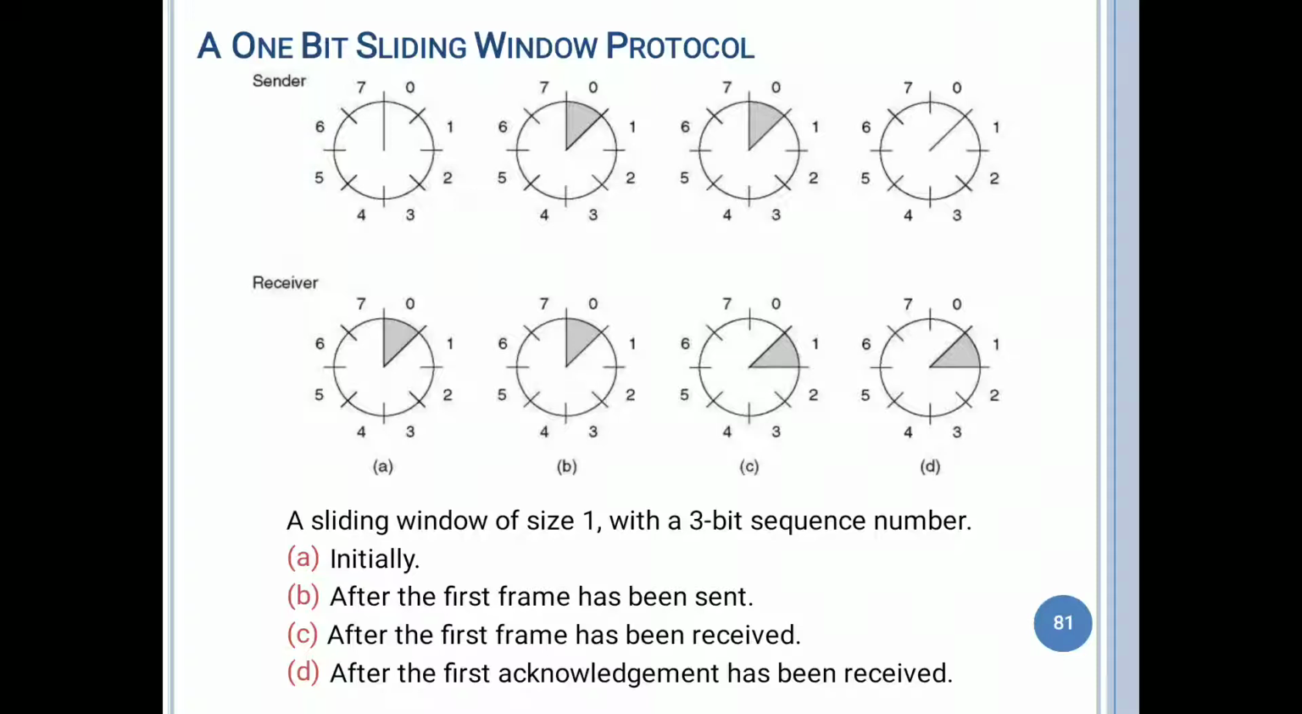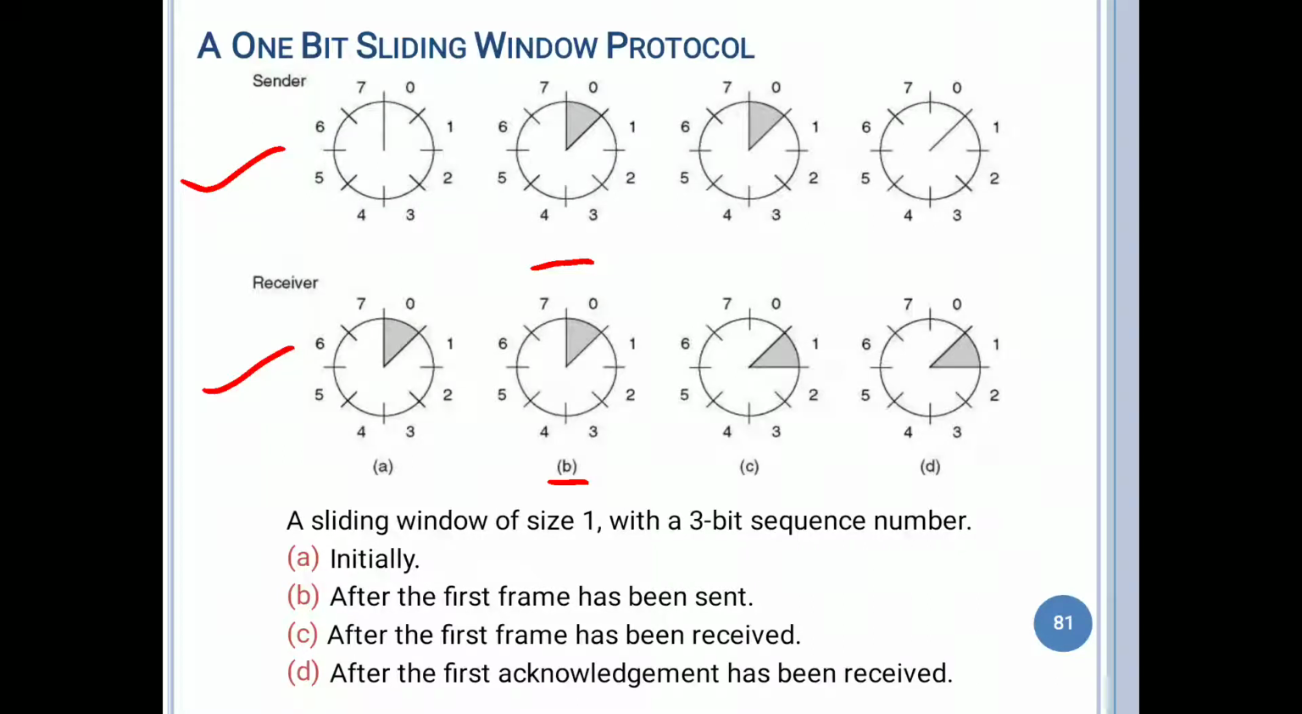So here we have 4 cases. This is the sender side diagram and this is the receiver side. First, these 2 belong to A. That is initially how the sender will be and how the receiver will be. This is the starting stage, and next coming to B. Here the sender wants to send the data. After the first frame has been sent, the sender starts sending the frame. That's why the diagram looks like this.